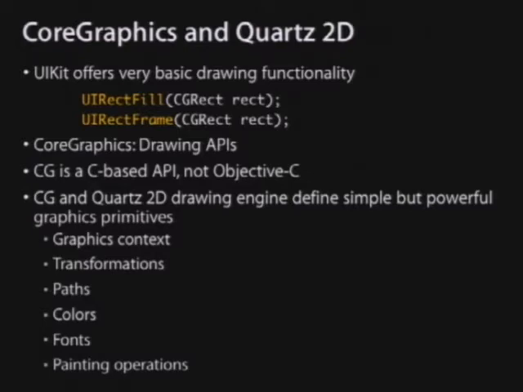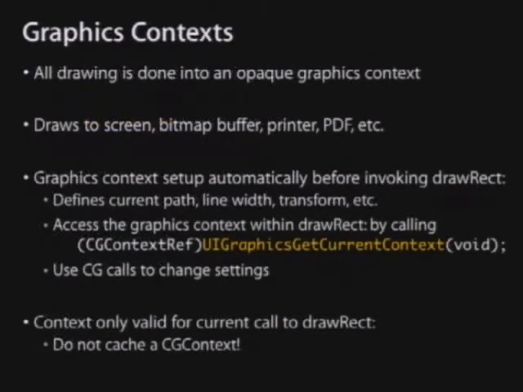But CG is a C-based API. We'll look at some of these in a second. It's not Objective-C. And CG and Quartz 2D, they're powerful. There's a ton of stuff you can do with this. There's paths, which define a set of lines and curves. There's colors, fonts, painting, transformations, etc.